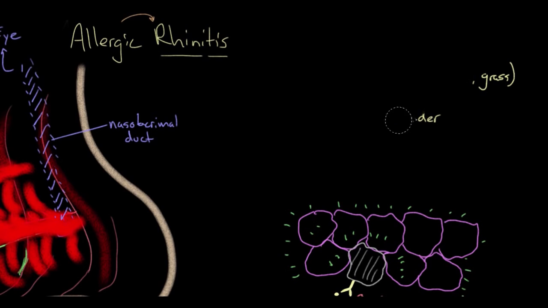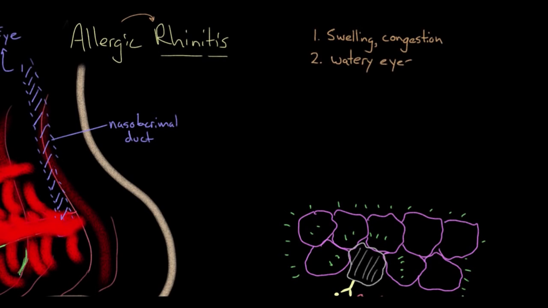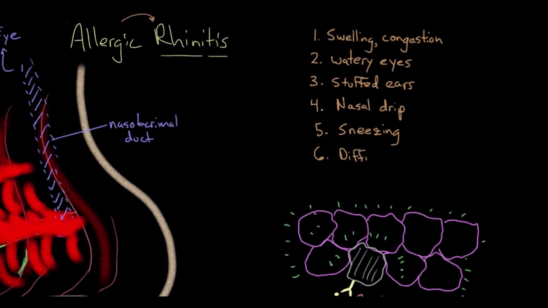So let's recap the symptoms. So first, you get swelling and congestion. If you block off the nasolacrimal duct, you can get watery eyes. If you block off the eustachian tube, you can get stuffed up ears. And that nasal mucosa is continually making mucus, and that causes nasal drip. The irritated nerves cause sneezing. And the blocked air passages lead to difficulty breathing through the nose.